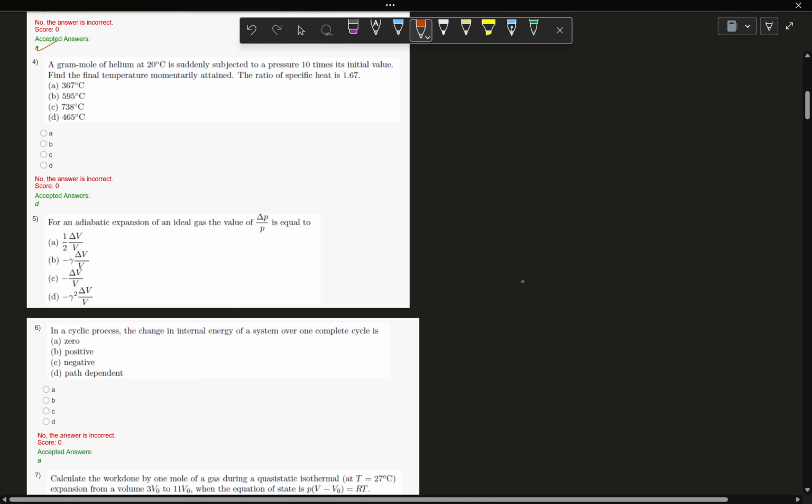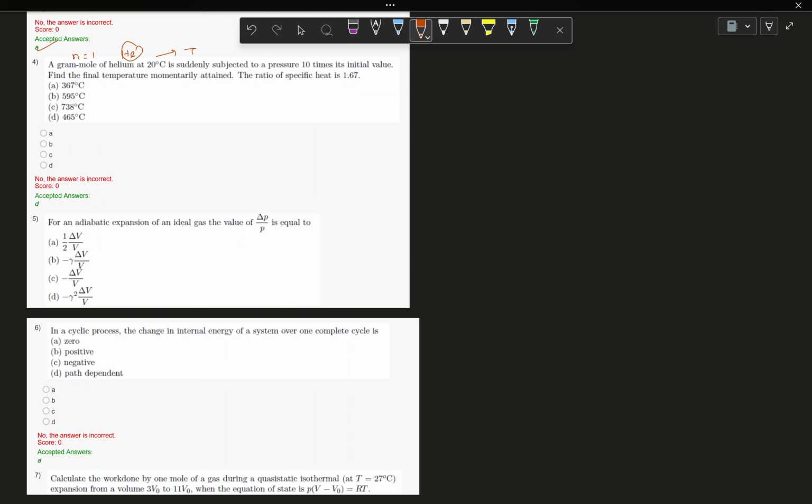Question number 4 is that a gram mole of helium at 20 degrees centigrade is suddenly subjected to a pressure of 10 times its initial value. Find the final temperature momentarily attained. The ratio of specific heat is given by 1.67. So first of all, understand the problem. You have 1 mole of helium, so n equals 1, and the gas is helium, okay, and the temperature T is mentioned as 20 degrees centigrade.